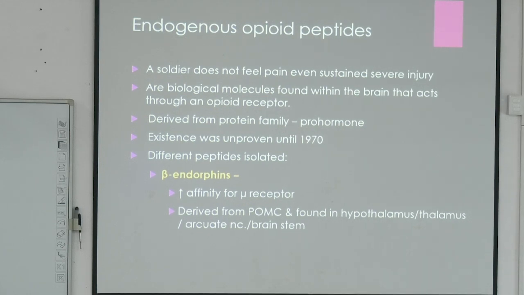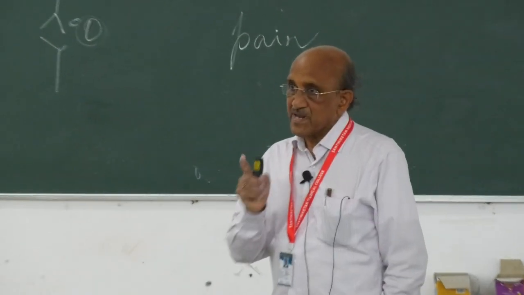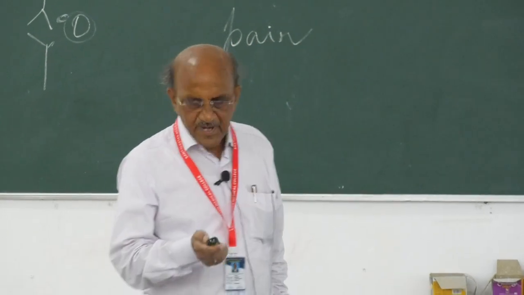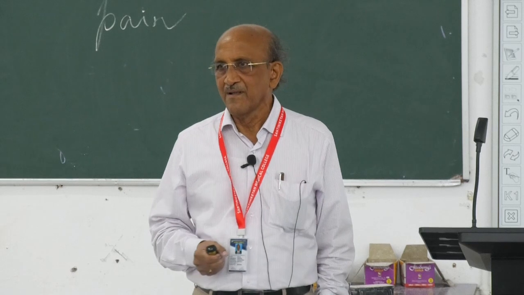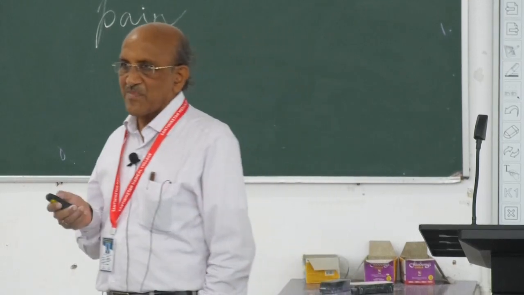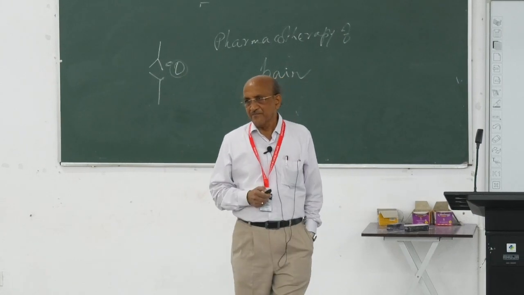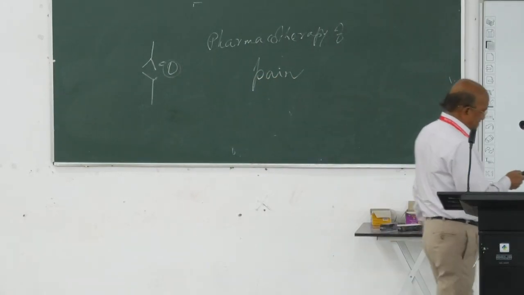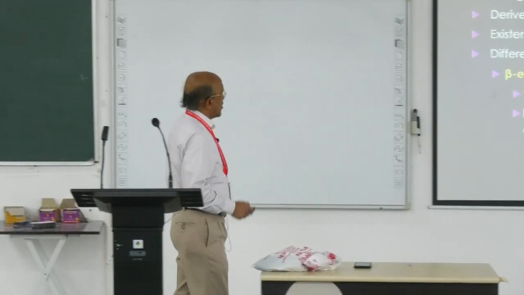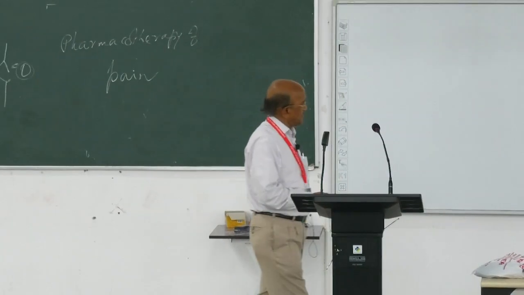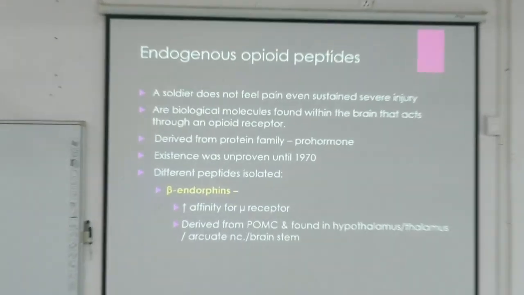They are derived from some precursor. Those are the precursor also for the hormone. As for example, pre-opiomelanocortin. It is a precursor of which hormone? Pre-opiomelanocortin. Cortisol, ACTH. It is a precursor of ACTH. So, derived from a protein family, that is a pro-hormone, and its existence was unproven until 1970.